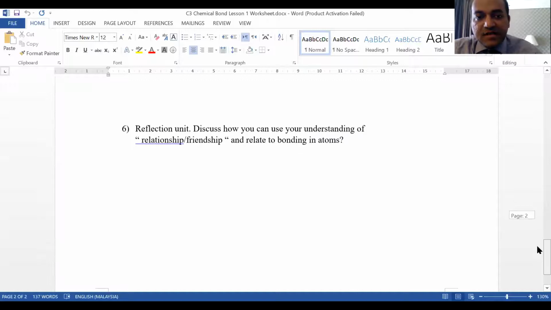Then reflect this unit. What is your understanding? So this is basically happened after we discussed after 1 or 2 weeks. So this is very guided problem-based learning. Now, the last one for today, I want to show to you last example.